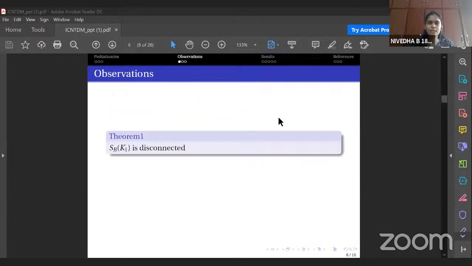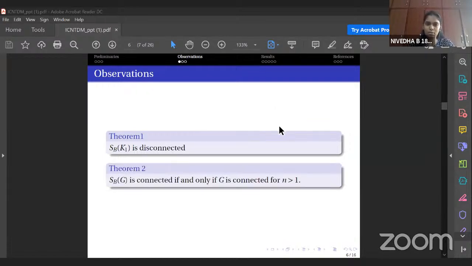And so we'll start with some of the observations that we can get directly from the definition. The semi-splitting block graph of K1 is disconnected, obviously. To talk about connectedness, the next theorem is on connectedness. SB of G, that is the semi-splitting block graph of a graph, is connected if and only if G is connected for n greater than 1. When n is equal to 1, that is G is K1, it is disconnected.